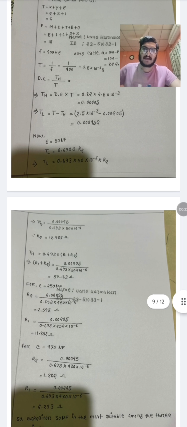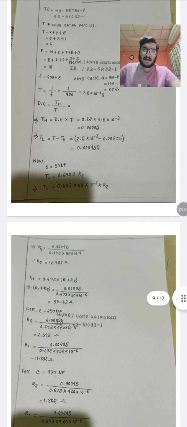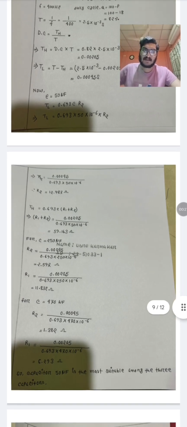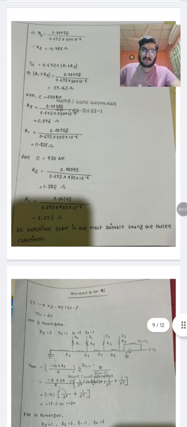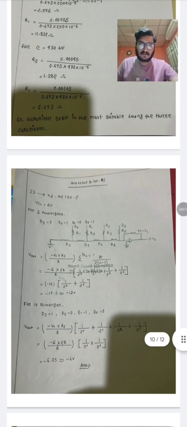In the fourth question, to find out which capacitor is the most suitable, first of all I find out TH and TL value, and then for each capacitor I find out R1 and R2 value, and last of all I find out capacitor 15 microfarad is the most suitable among the 3 capacitors.